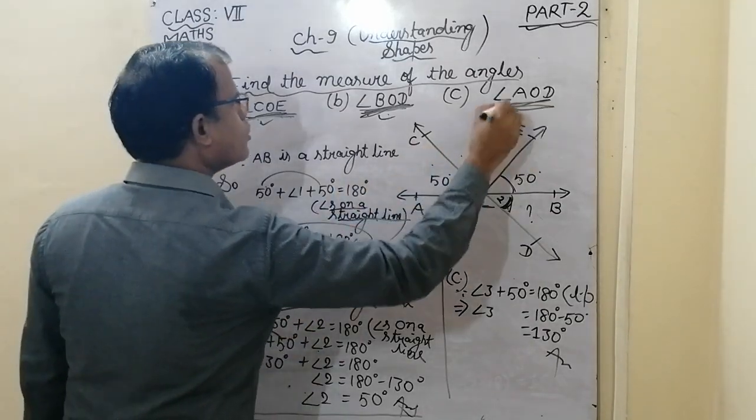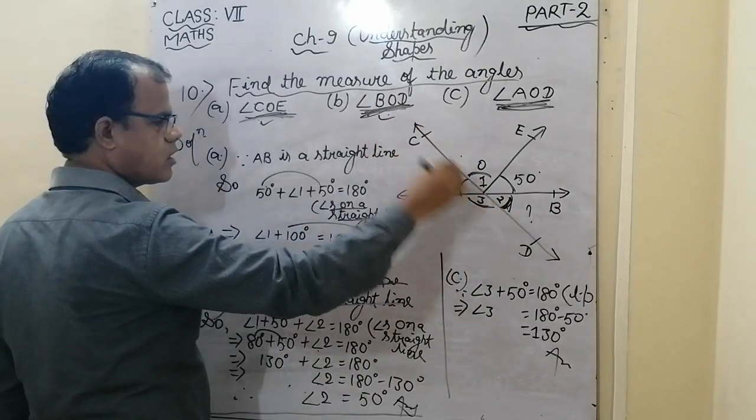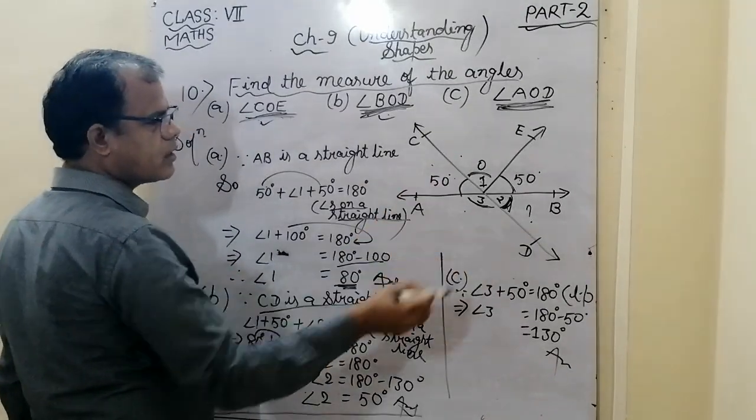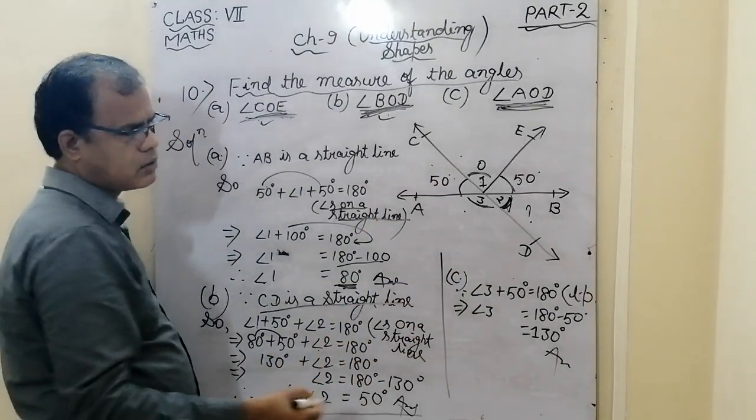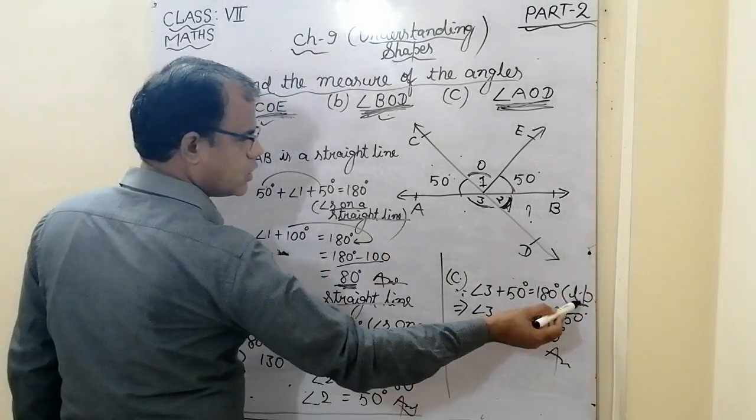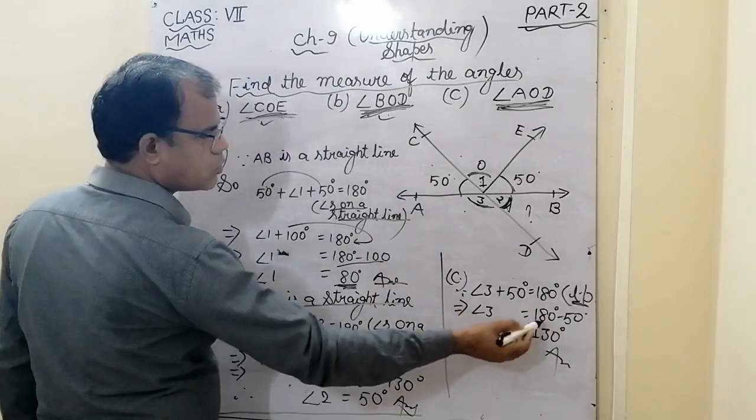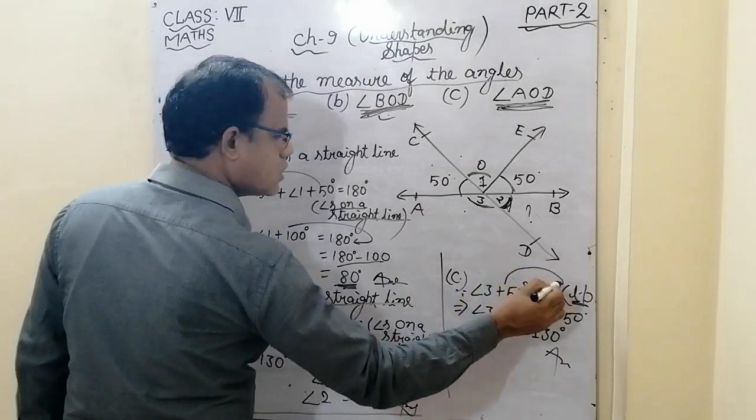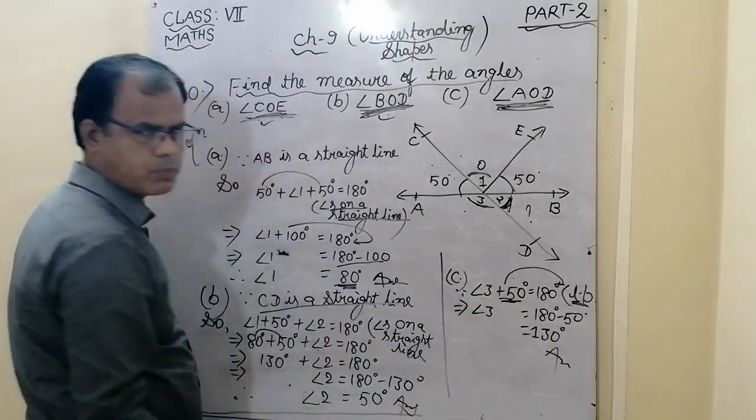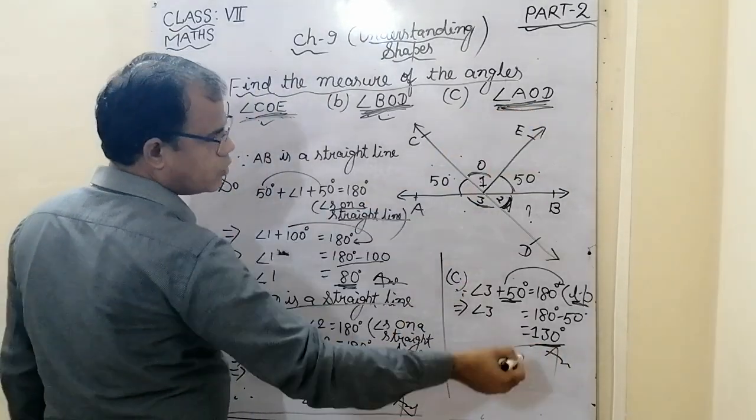Now the last angle, AOD, angle number 3. Here you can see CD is a straight line and here two angles are formed. So the sum of both angles is 180 degrees. Why? Due to linear pair. So this angle plus this angle becomes 180 degrees. So angle 3 equals 180 degrees, and when we shift this 50 degrees to the RHS, the plus 50 becomes minus 50. So 180 minus 50 is 130 degrees. So angle 3, which means angle AOD, is 130 degrees.